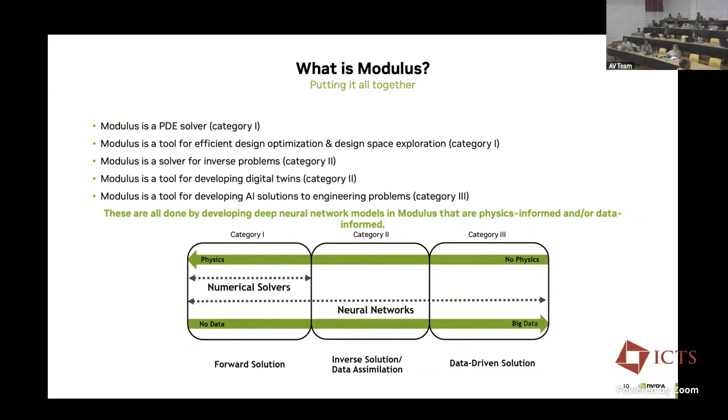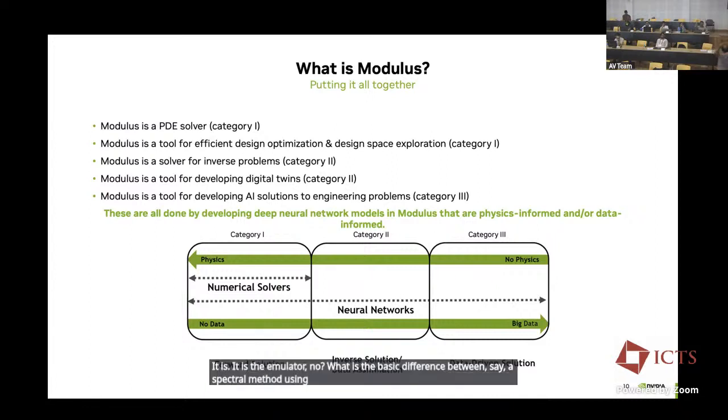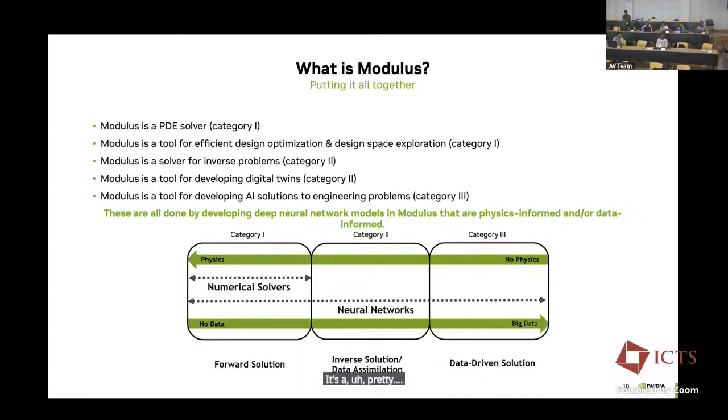Is this PDE solver anyway faster than any other package that implements the CUDA toolkit? For instance, if I use torch instead of Modulus, is Modulus in any way faster? It is an emulator, no? What is the basic difference between, say, a spectral method using torch in some PDE? I don't understand what they mean by emulate.